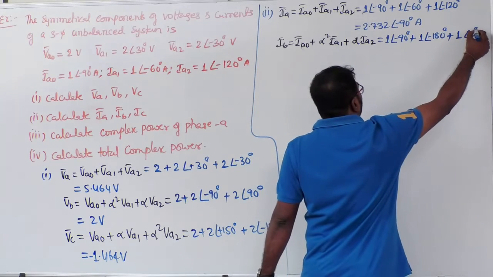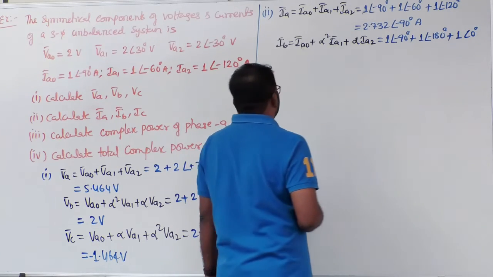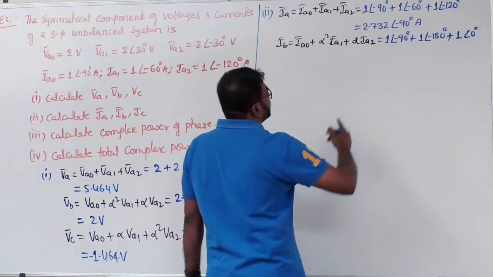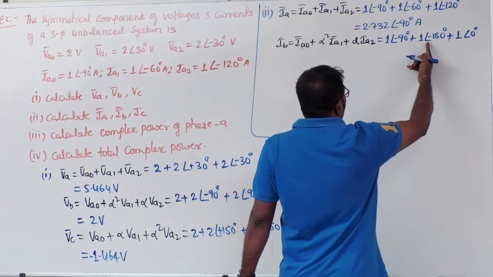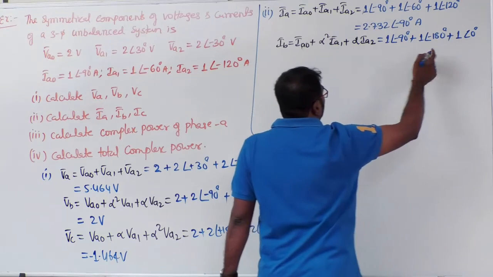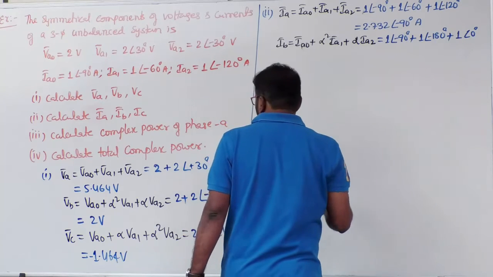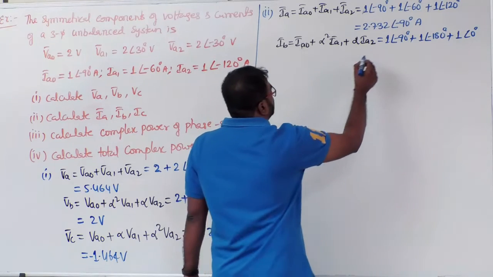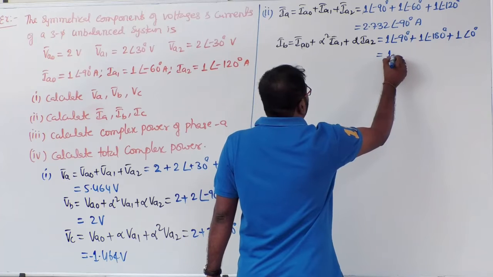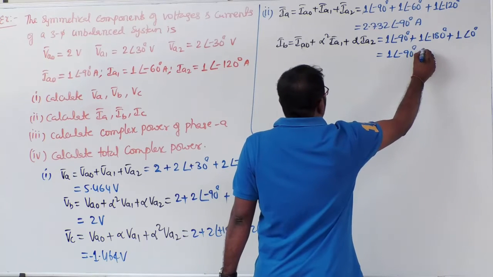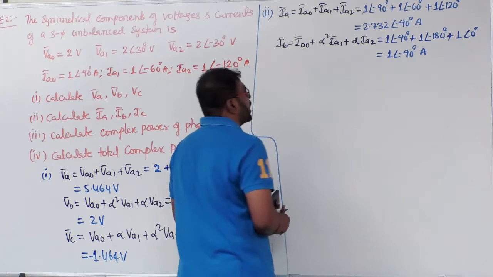So finally what I get here, simply, this value is 1 at an angle minus 90, 1 at an angle minus 180, 1 at an angle 0. So this will get cancelled. Finally we get 1 at an angle minus 90 degrees only. So the answer is 1 at an angle minus 90 degrees ampere. Now this is our IB.